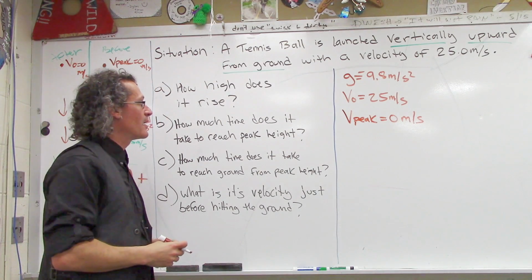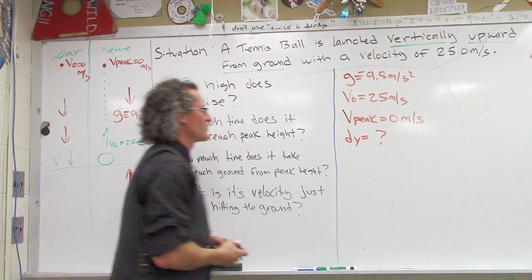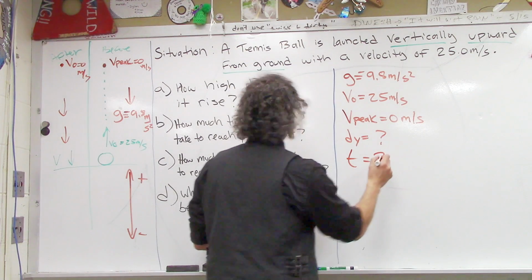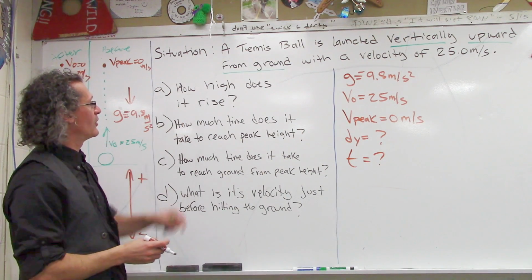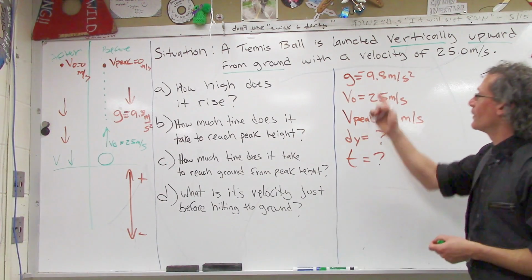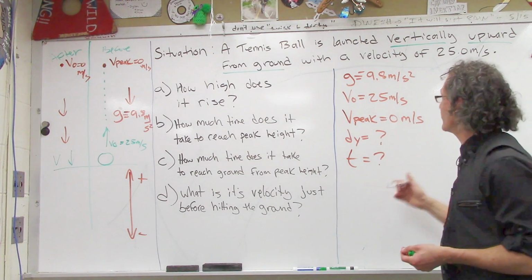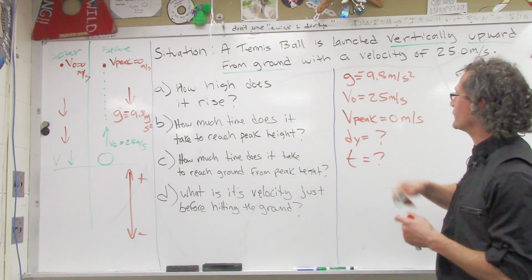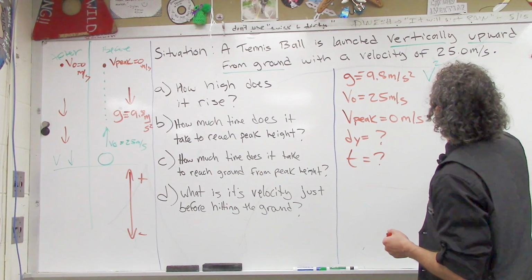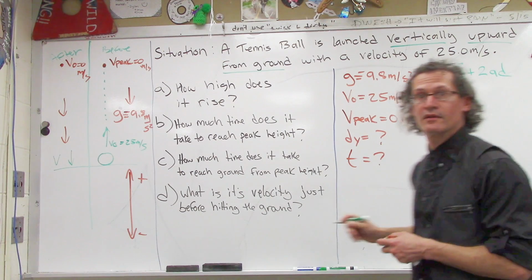Okay. And we don't know the height, which I'll call dy. And we don't know the time. But I'm sure we can find some equations to help us out. Well, let's just go with how high does it rise. I'm given g, an acceleration, I'm given v naught, I'm given v peak. So what I'm going to do is find an equation that relates that to d, and the only one I can think of is v squared equals v naught squared plus 2ad, like that.